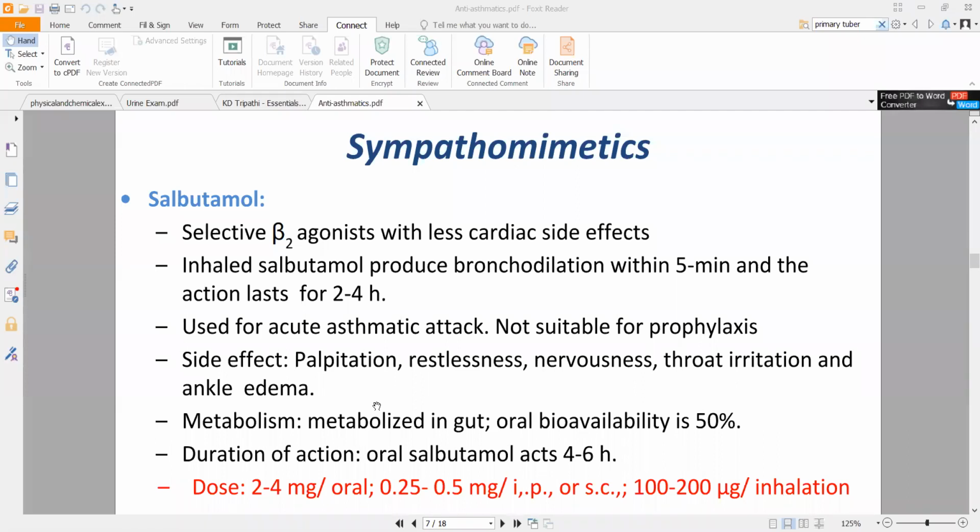So this drug, though it is a selective beta 2 agonist, is not completely selective. It will have a few cardiac side effects. That is why in the first sentence it is written selective beta 2 agonist with less cardiac side effects. Less means it does have a few, right? It is lower than non-selective, but it does have a few, which will include palpitation, restlessness, ankle edema, throat irritation, all of that, right?